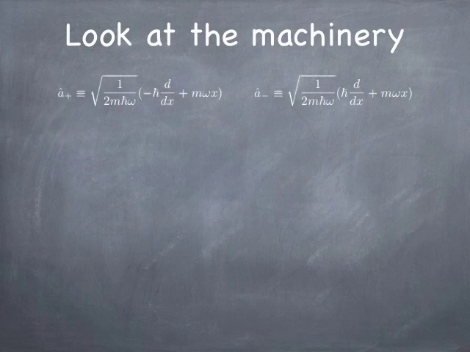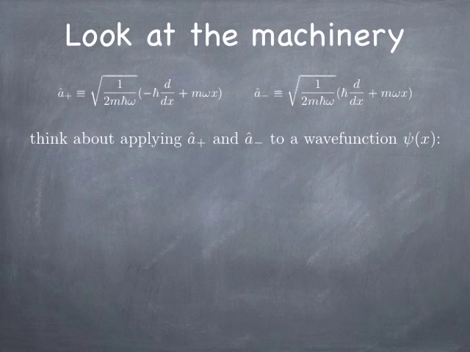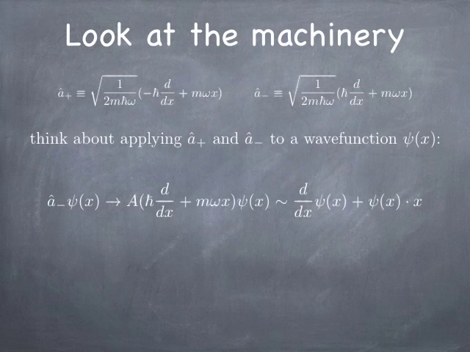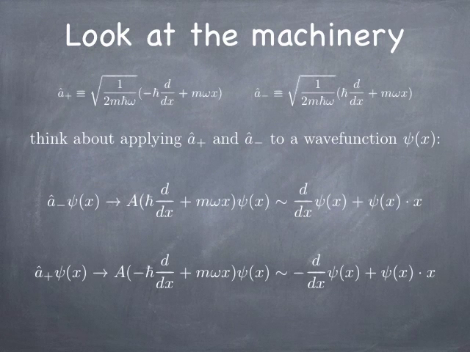Okay. Now, what does the machinery do? Think about what happens when you apply A plus and A minus to a wave function. A minus acting on a wave function means you're going to take the derivative of the wave function, you're going to multiply the wave function by x, and then you're going to add the two results together. So it's kind of like take a derivative, multiply by x, and add. On the other hand, A plus says you take the derivative, you multiply by x, and then you subtract. So the only real difference between the two is one you add, the other you subtract.